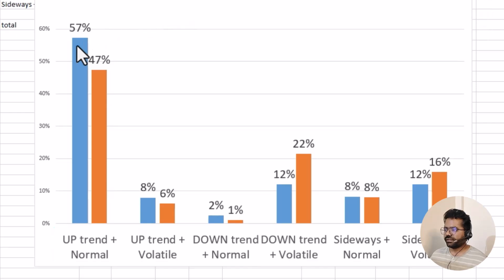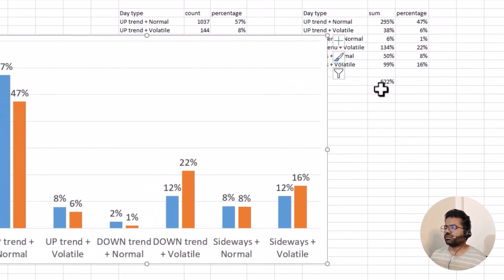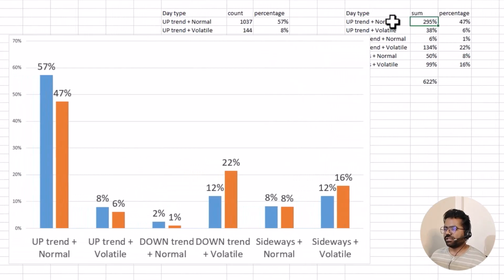So what we are seeing here is that out of total days, 57% are uptrend plus normal. In that we are making 47% of 622%. That means we are making 295% on these days, which is 47%, but the days are 57%. So that means we are underperforming on these days. We should have made 57% here, but we only made 47. Similarly, you can compare. In both uptrend conditions, we are underperforming. In downtrend normal condition also we are underperforming.